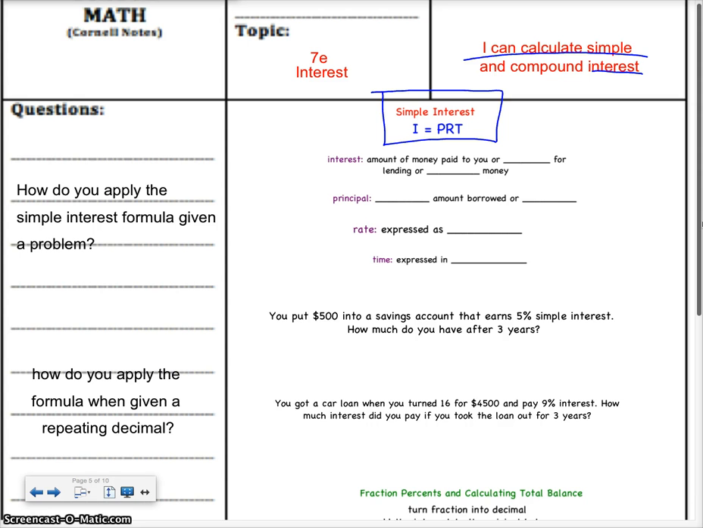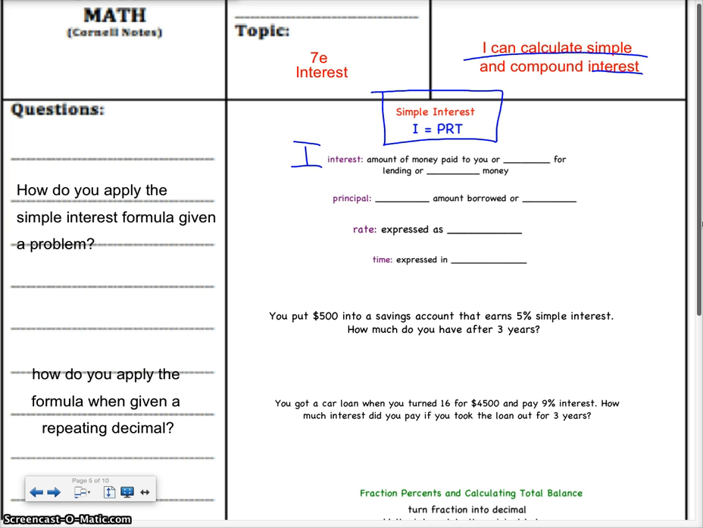And you need to know, what does it mean when variables are sticking together? Does that mean add, subtract, multiply, divide? And it means multiply. So we have interest equals principal times rate times time. So I is the interest. You need to know what that means.